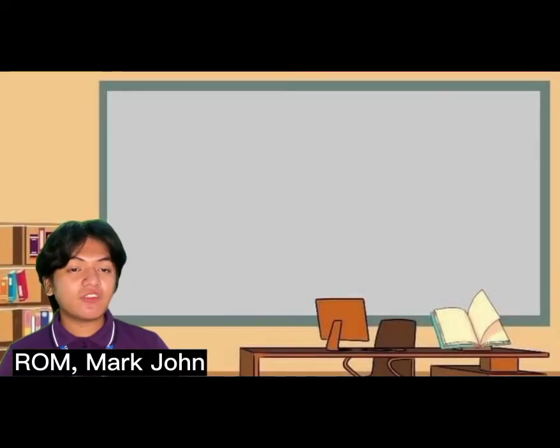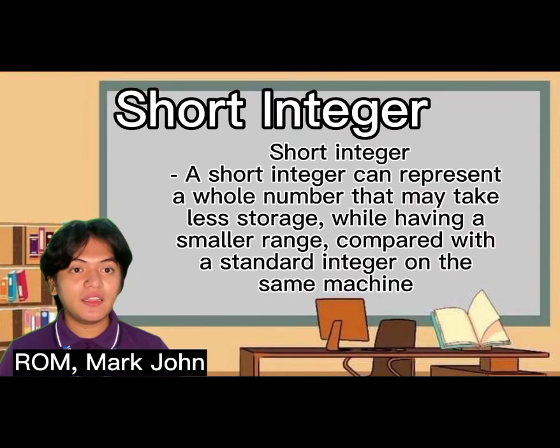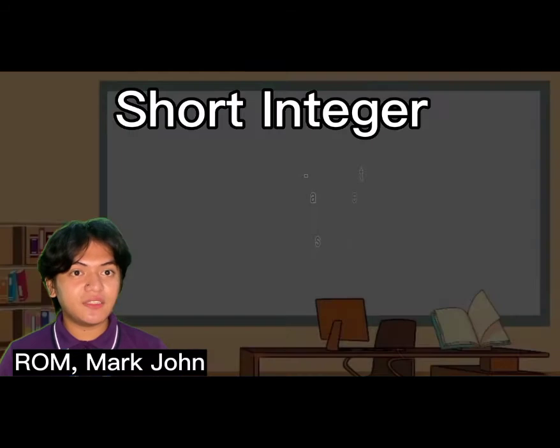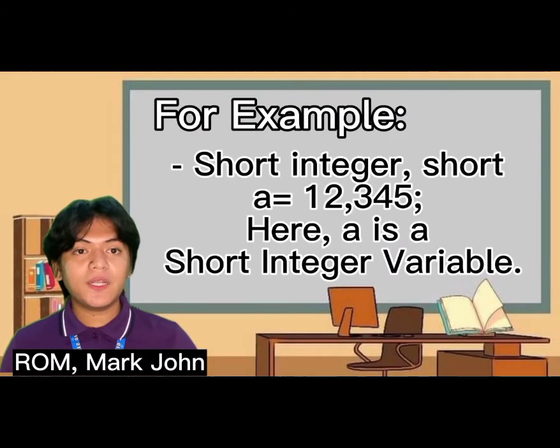Now, let's talk about the short integer. The short integer can represent a whole number that may take less storage, while having a smaller range compared with a standard integer on the same machine. For example, short A equals 12,345. Here, A is a short integer variable.